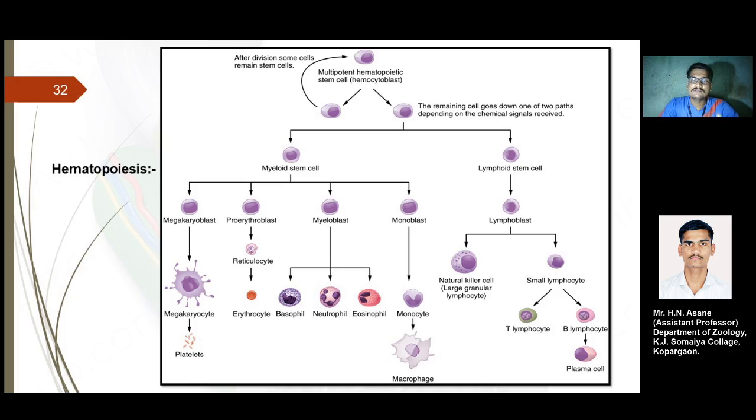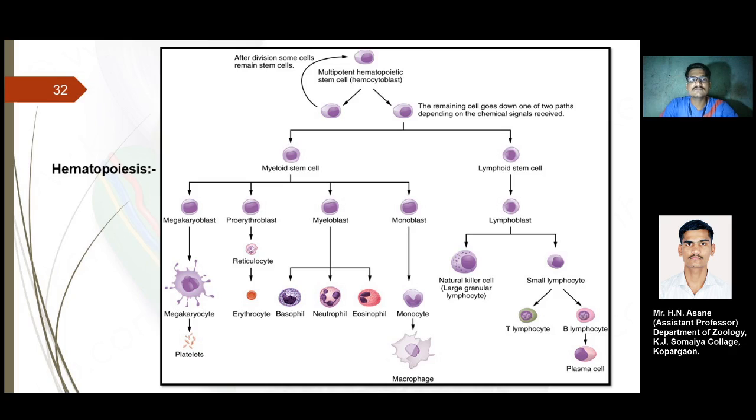The second daughter cell gets converted into the small lymphocytes, and these small lymphocytes are converted into the T lymphocytes and B lymphocytes. You are going to see all of this in a special paper known as immunology, and these B lymphocytes are later converted into the plasma cells.